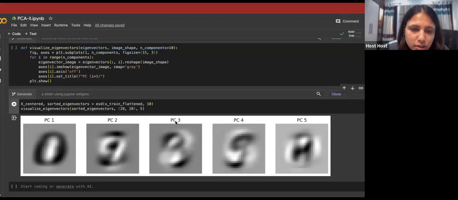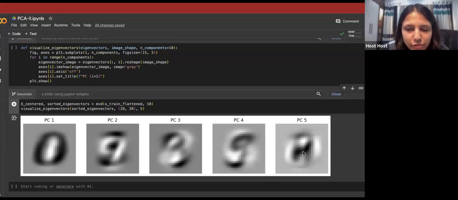Maybe this particular principal component is responsible for these two curves. Suppose PC1, the principal component 1, contains the information regarding these curves. Similarly, PC5 contains the information regarding this curve. So this will have higher weightage whenever we are creating digits like 2 or say 8, right?